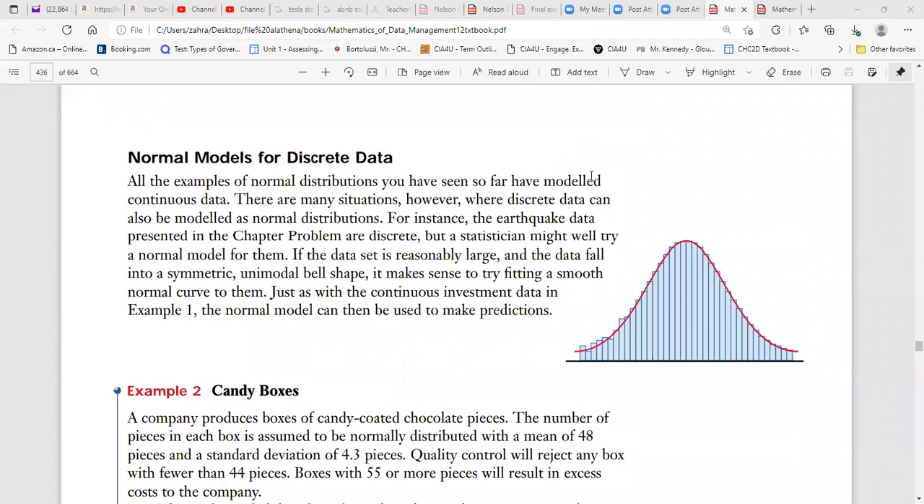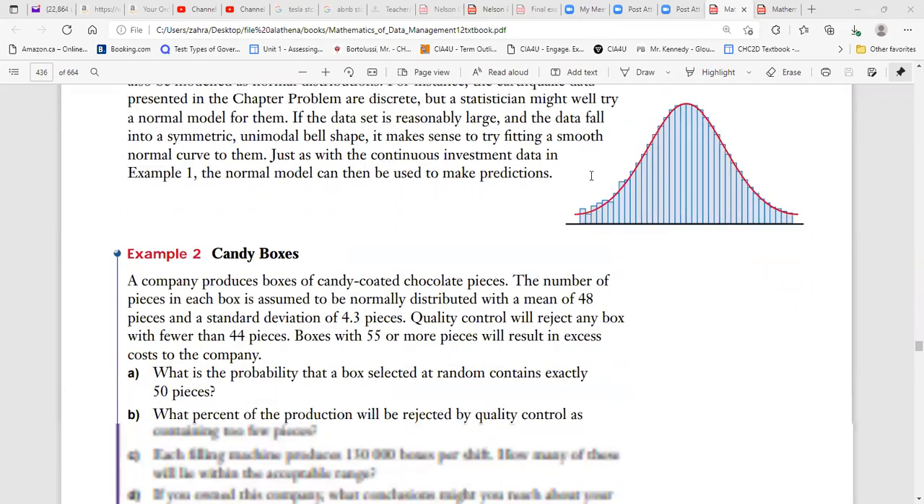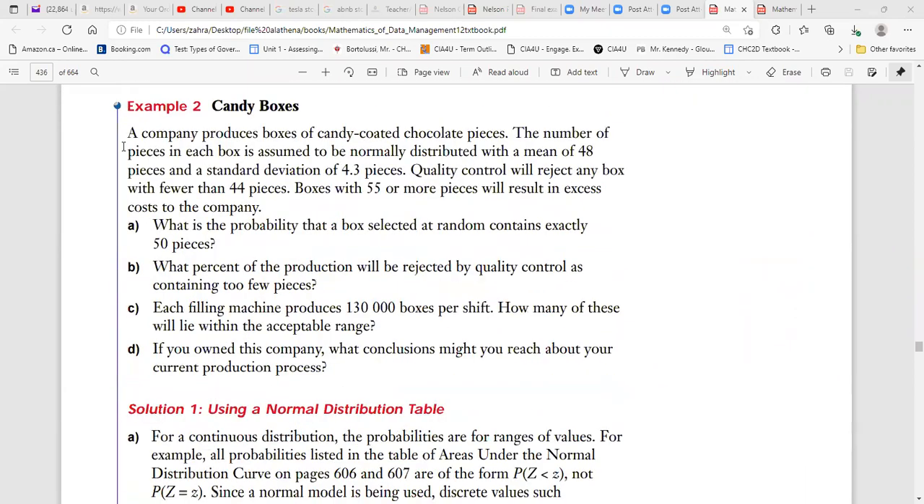So when we have a normal model for discrete data, we have to be careful how we use these z-score things. You get this question: a company produces boxes of candy-coated chocolate pieces. The number of pieces in each box is assumed to be normally distributed with the mean. So we have a mean x bar equal to 48. My standard deviation s is equal to 4.2.